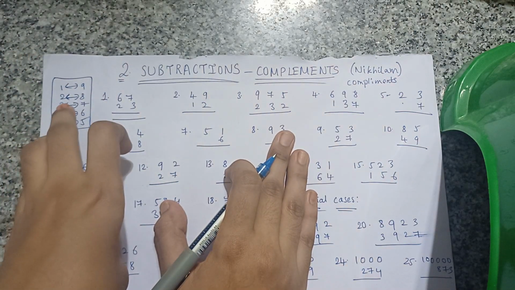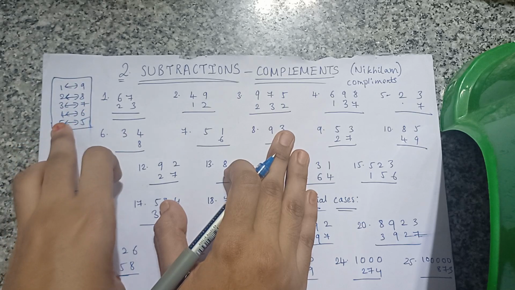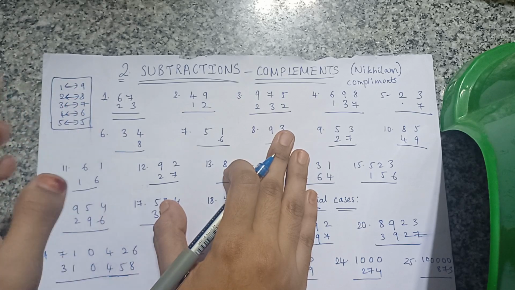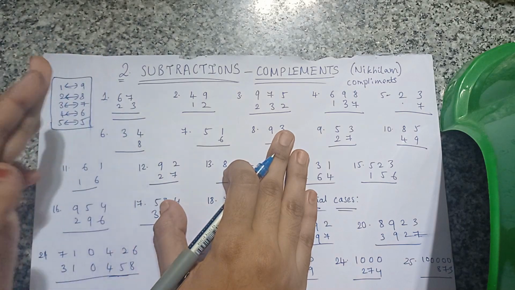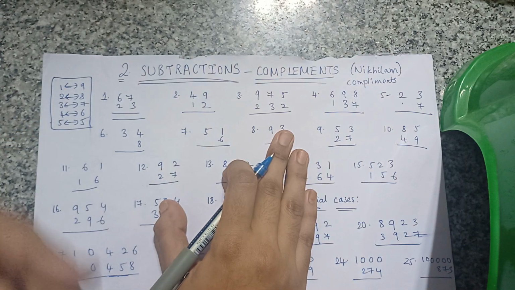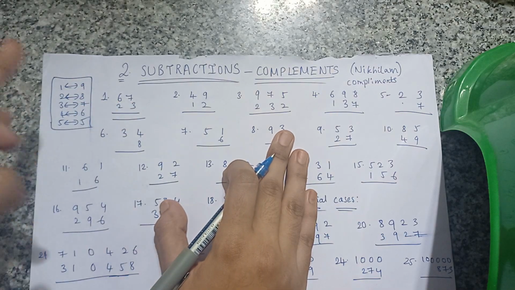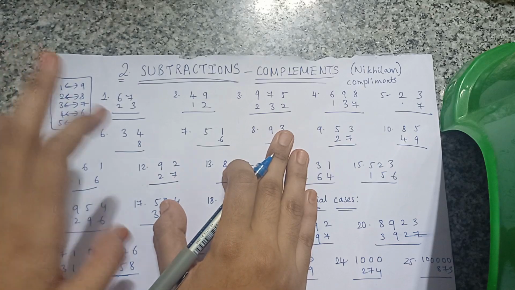For 2, we have to add 8 to get 10. For 3, we have to add 7. For 4, we have to add 6. That means 4 plus 6 is 10. So 5 plus 5 is 10. In the same way, for 9, we have to add 1 to get 10. For 8, we have to add 2 to get 10. For 7, we have to add 3. For 6, we have to add 4. For 5, we have to add 5.